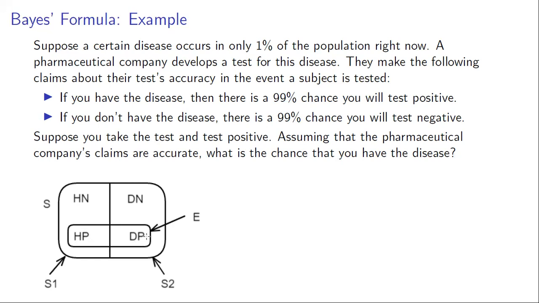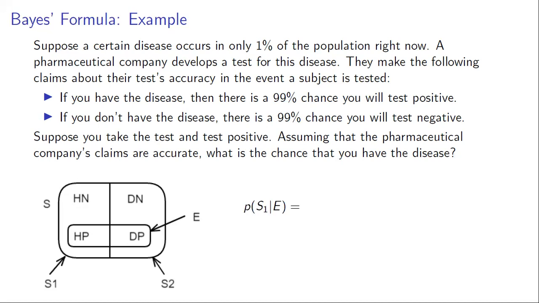Now we know that E occurred, right? We took the test and the test came back positive. So E occurred. We would like to know what's the probability of S1, given that E occurred. In other words, what's the probability that I really have the disease? Because it's possible that I tested positive, but I don't have the disease, and that's still part of E. So I don't know which part of E I'm in. So what's the probability that I am in this part of E, where I tested positive and I in fact have the disease? Okay, so we're going to use Bayes' formula.